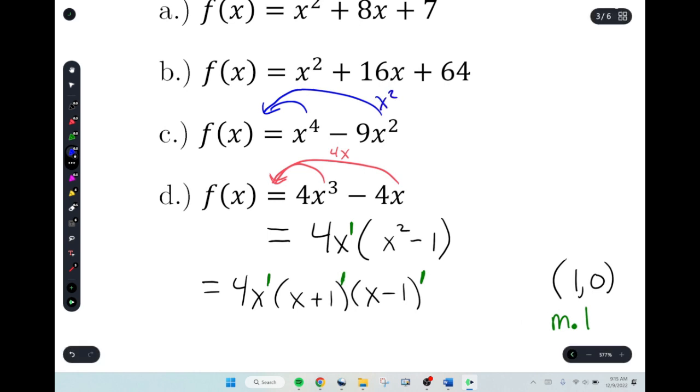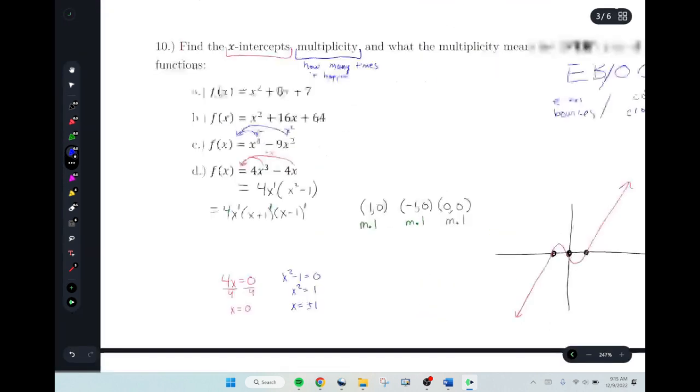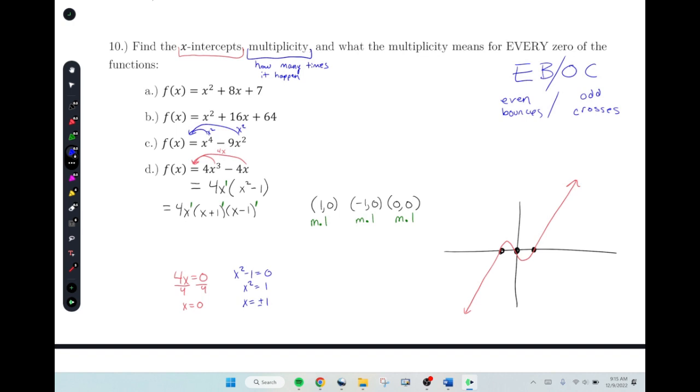I'd do x squared, yeah? So the answer to C we found was... Those are your 3 x-intercepts. Those are your multiplicities. And what does it mean? They all cross would be what I would say. But this one's going to have a different thing. This one's going to have some crossing and some not. So that's why I wanted to do C as well.